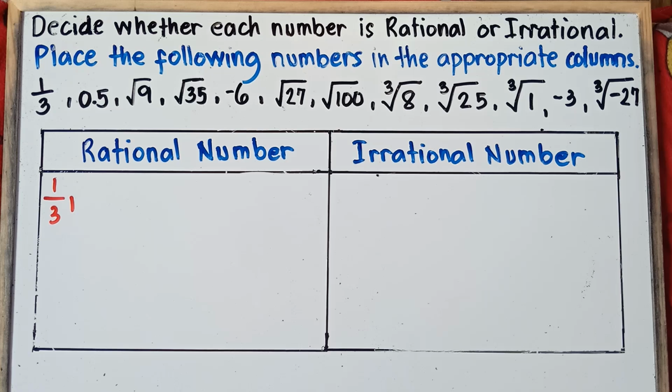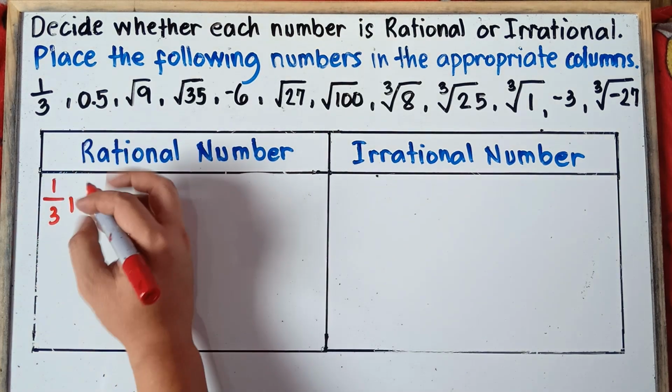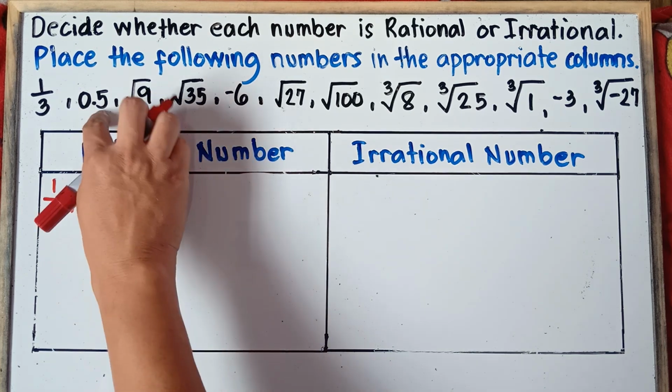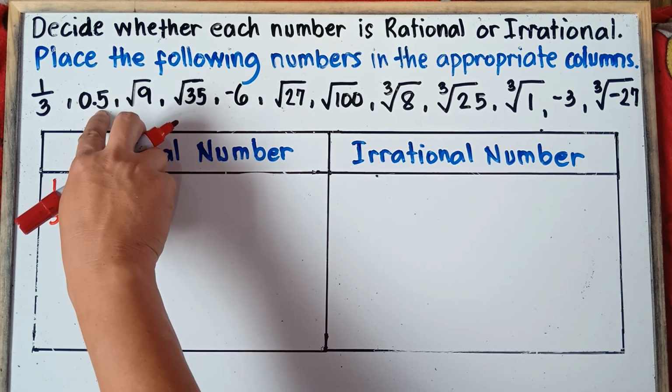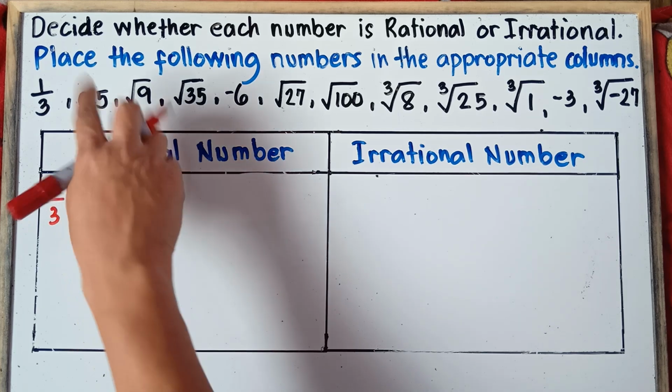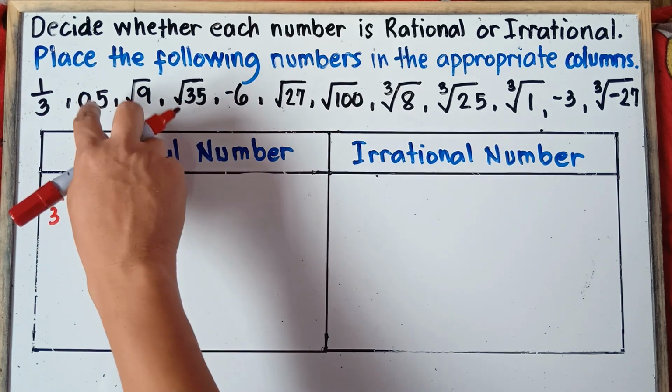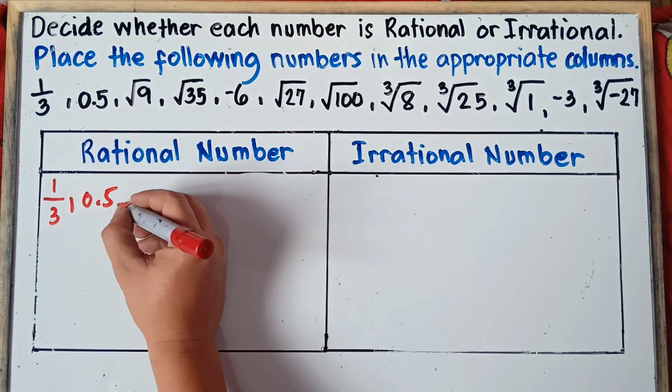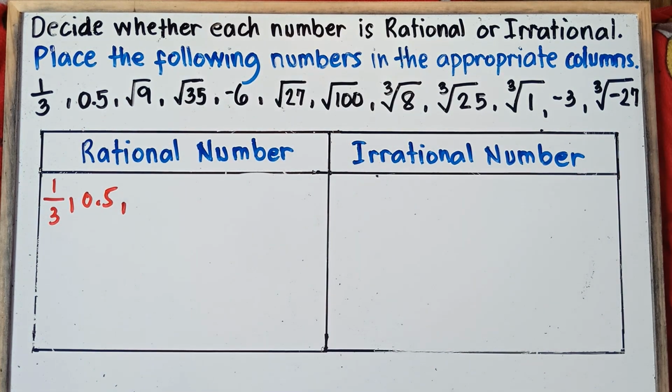How about 0.5? Is it rational or irrational? That's correct. It should be rational because this is a terminating decimal. It has an end. Okay, this is finite. This is not infinite. It has an end. We call this one a terminating decimal. So 0.5 is a rational number.